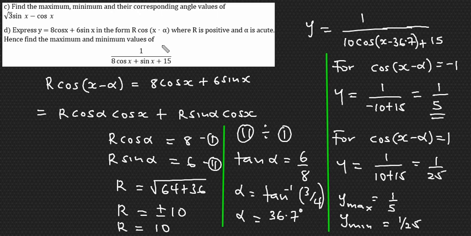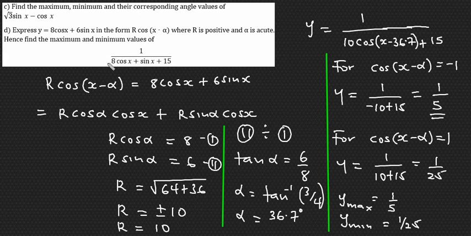If they want the angle at which it will occur, we solve for x from here, and this is now for the minimum because it gave us 1 over 25. The minimum will occur when cos(x minus alpha) is equal to 1. So you get the value of x from here. Remember, we already have the value of alpha, but it was not needed like in part C. But in part D, we just give the minimum and the maximum values of y.